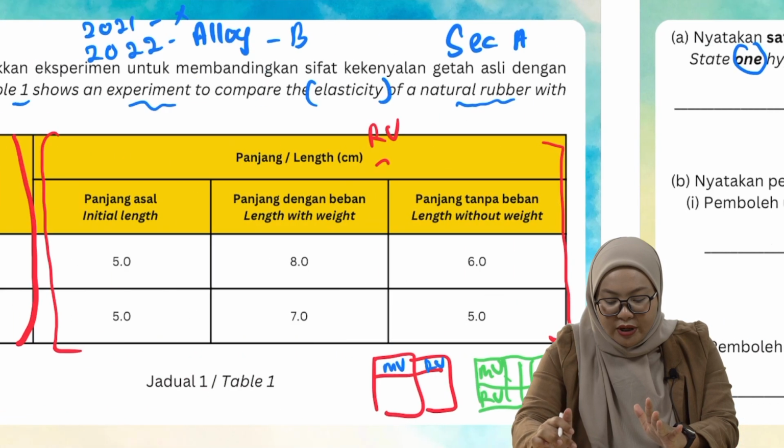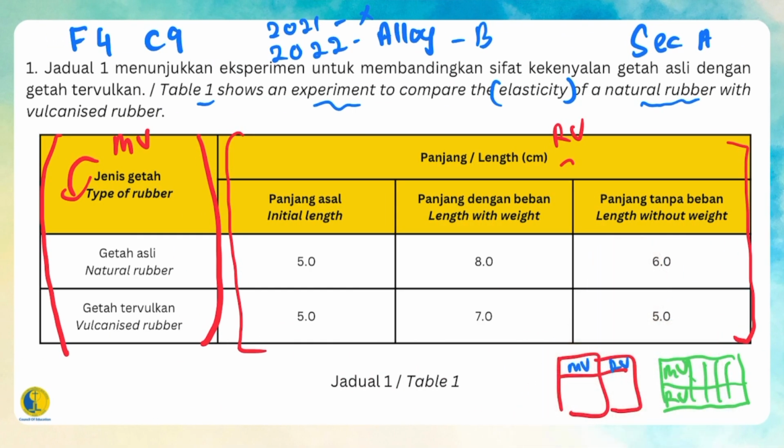Just now, your manipulated variable is the type of rubber, while your responding variable is the length of the rubber. So, how to create a hypothesis? Manipulated variable: natural rubber, vulcanized rubber. Vulcanized rubber is natural rubber that has been infused with sulfur links. For natural rubber, the initial length is 5 cm. The length with weight is 8 cm.